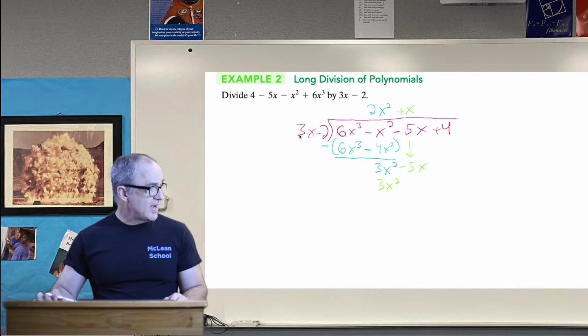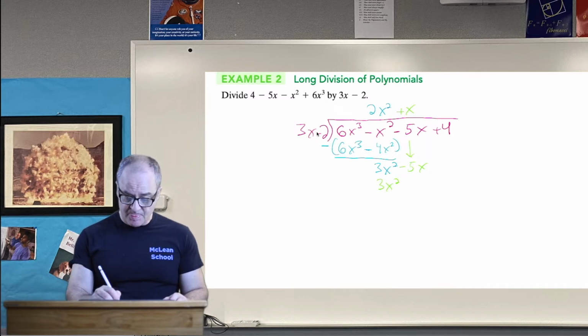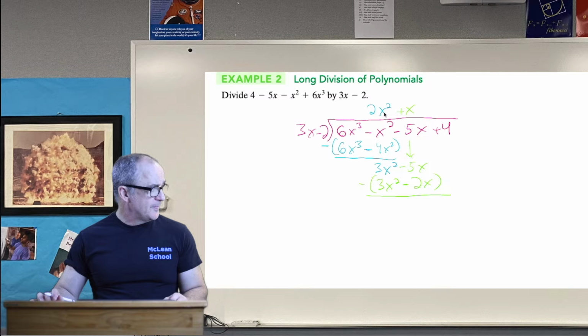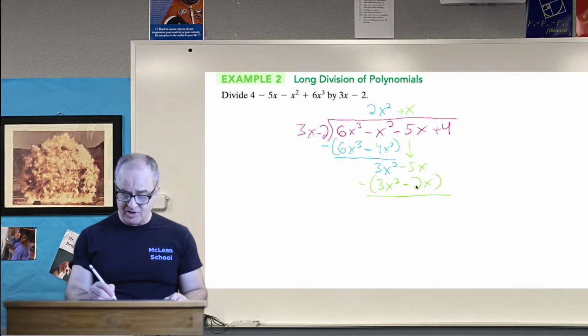But I also have to distribute it times the negative 2. So that's minus 2x. Once again, my parentheses. And now 3x squared minus 3x squared, 0. Good, all going according to plan. Negative 5x minus negative 2x becomes addition. So that leaves me with negative 3x.